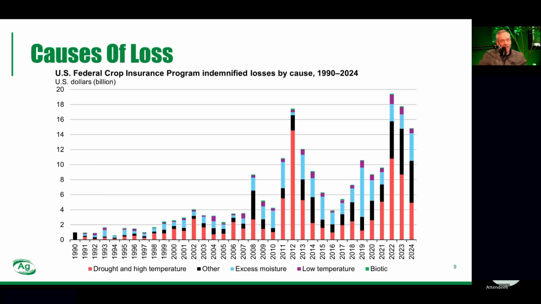How about the cause of loss? What's actually getting paid out there? And very interesting chart.